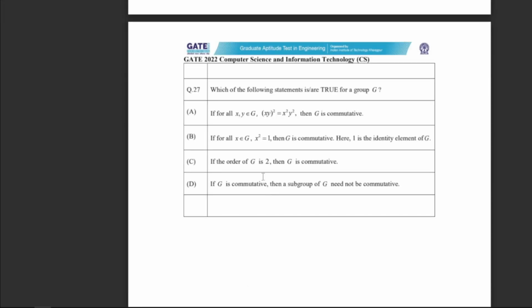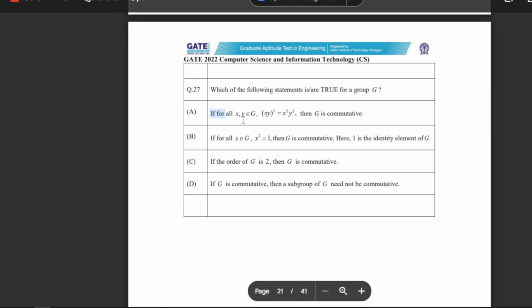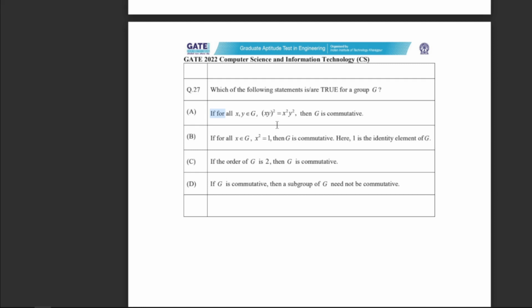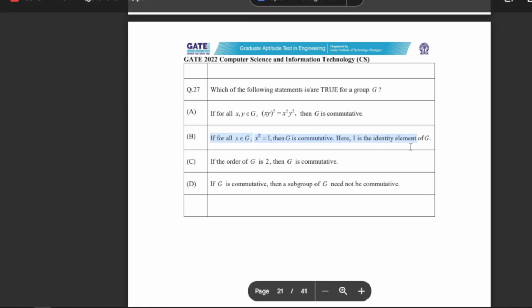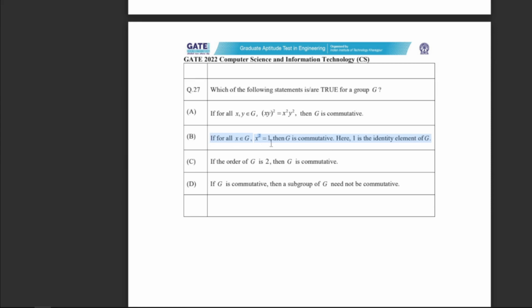Now the next question is: which of the following statements is true for group G? If for all x, y belonging to G, (xy) square equals x square y square, then G is commutative. This is true, right? 27A is true. Then 27B is also true, right? Because if for all x belonging to G, x square equals 1, then G is commutative. Here 1 is the identity element of G, right? So this is also true. And C is saying, if the order of G is 2, then G is commutative.